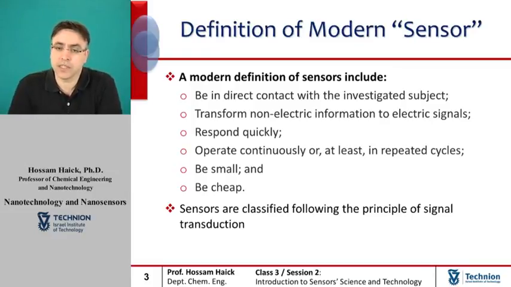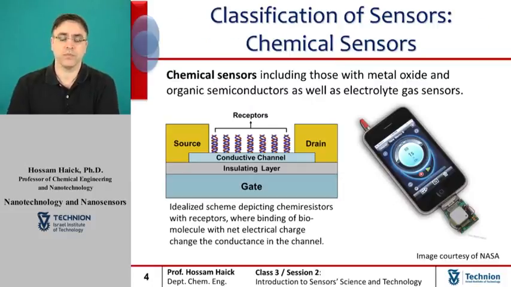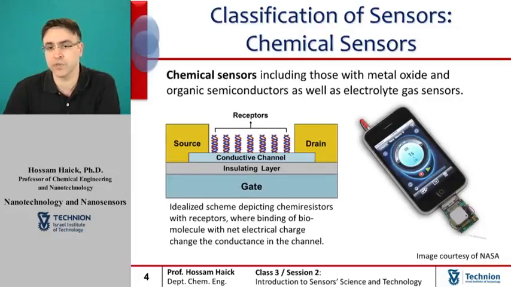Sensors or chemical sensors can be divided into various categories according to their operation mode. In the following slides, I will make a brief explanation of part of these categories, one by one. The first category of these sensors are the chemical sensors, namely devices that transform chemical information, like the concentration of a specific sample component, into an analytically useful signal.